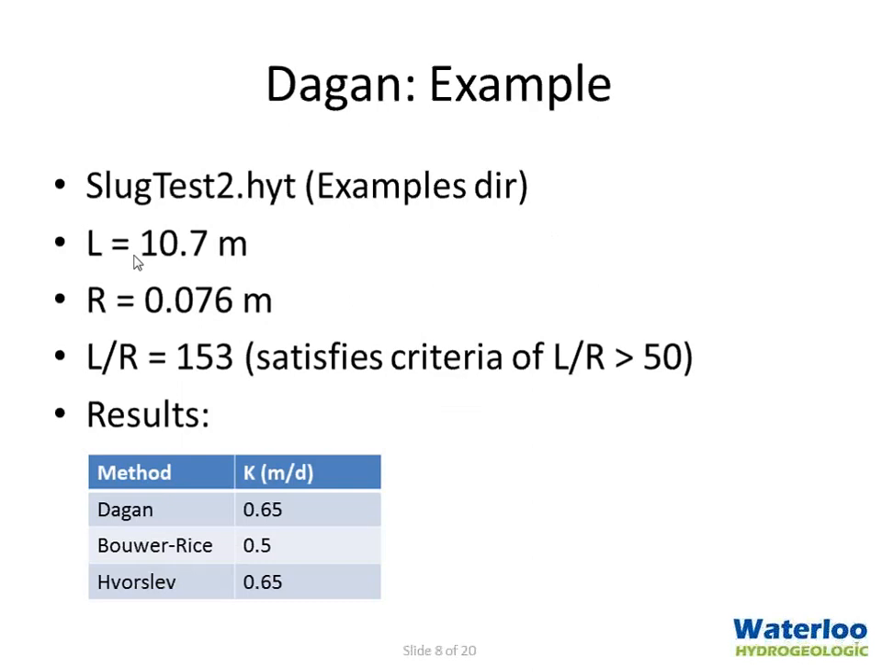Likewise, there's an example available with AquiferTest in the examples folder. This project here I've included is from the project called slugtest2.hyt. In this example, the screen length over the well radius was roughly 150, which satisfies the criteria mentioned in the previous slide. You'll see in the results that it matches pretty closely with the Hvorslev of roughly 0.6 meters per day, and slightly higher than the Bouwer-Rice estimates of 0.5 meters per day.